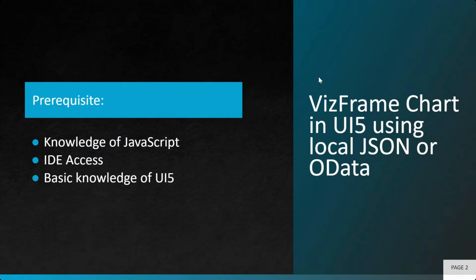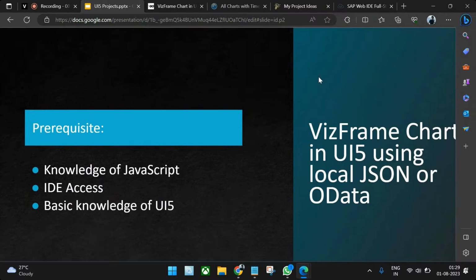And in this particular video, we'll learn how to use a VizFrame chart in SAP UI5 using local JSON or OData. So certainly you need to have a basic knowledge of JavaScript so that you can understand the basic concept of JSON. And also you need to have basic knowledge of SAP UI5 so that you can use the component called VizFrame. And also you need to have access to an IDE. It can be Web IDE or Business Application Studio.